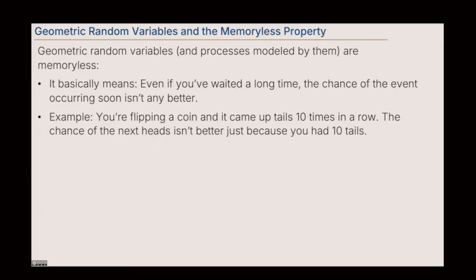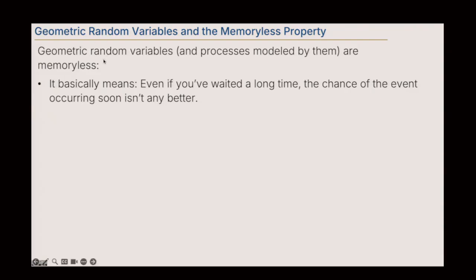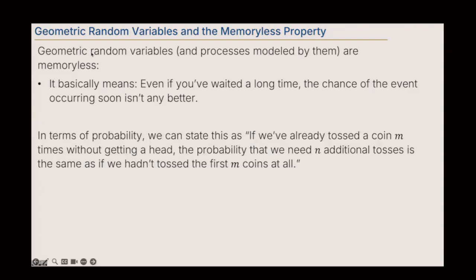So you're flipping a coin, and it came up tails 10 times in a row. The chance of heads isn't any better just because you had 10 tails. This is slightly counterintuitive, but maybe also exactly intuitive. Or if you're buying way out of the money stock options over and over, and you keep losing, it doesn't mean you're going to win soon. So we want to show that geometric random variables have this memoryless property.